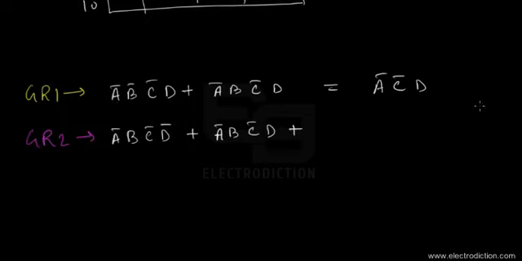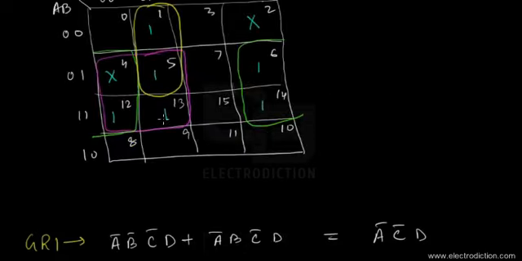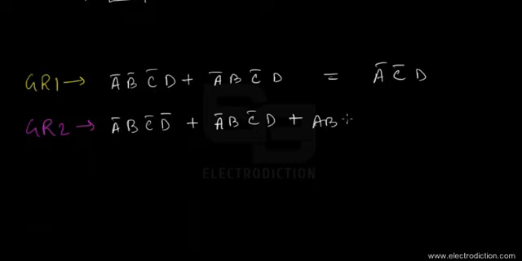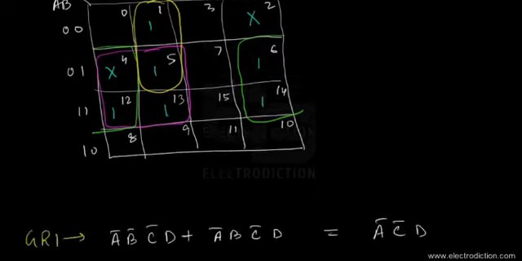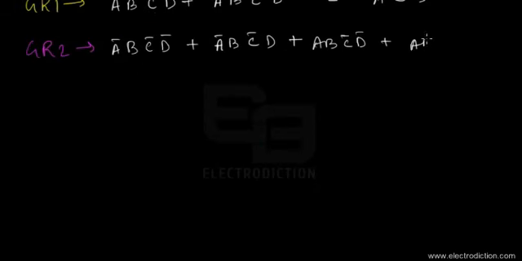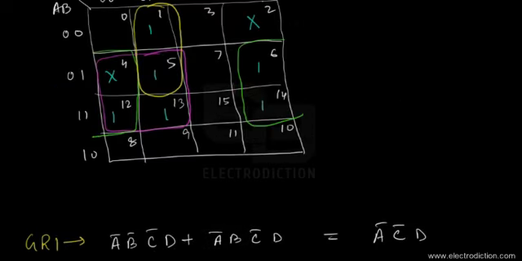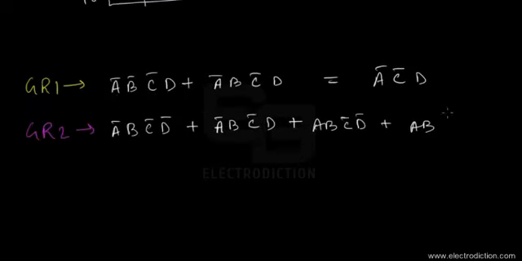Fine. And then we have 2 more terms coming up. Cell number 12 is of course A B, C bar, D bar. And then for cell number 13 we got A, B, C bar, D. Now if we try and reduce this, we'll pick up what is common in all 4 of them.